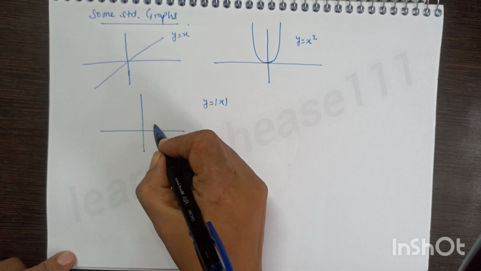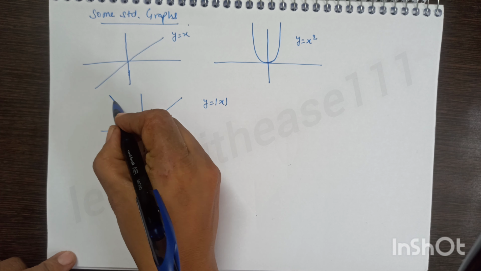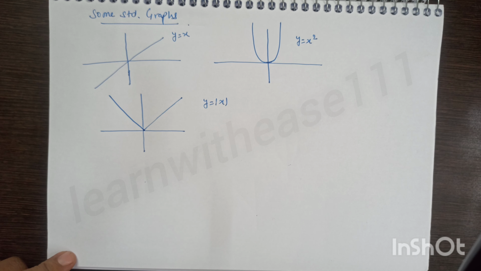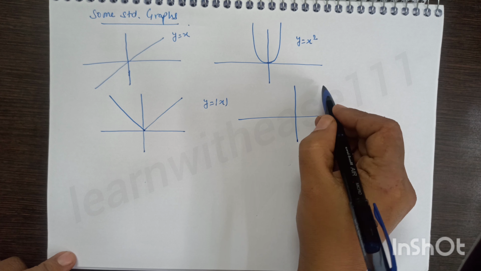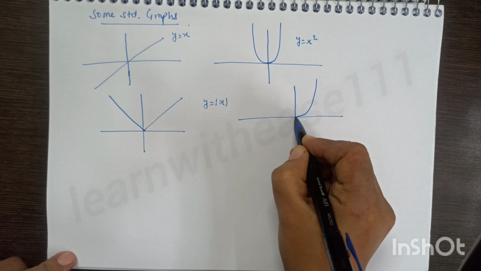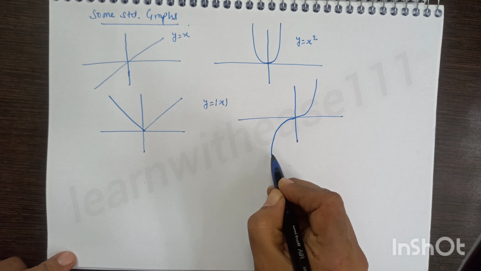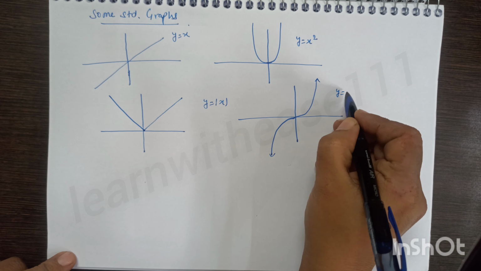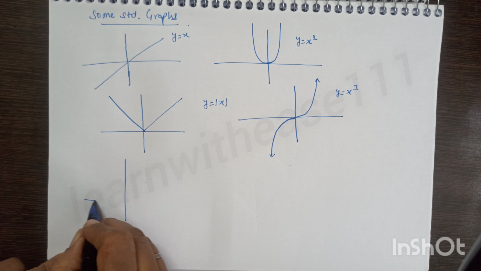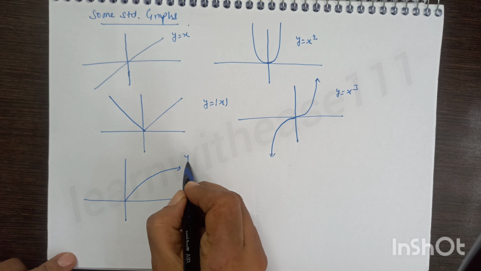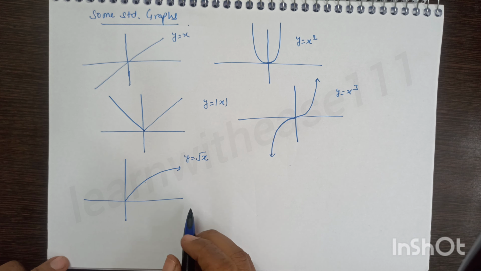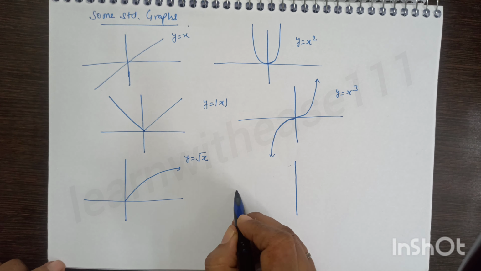Then there is y is equals to modulus of x, the absolute value graph. This is also having symmetry about the y-axis. Then y is equals to x cube. This has symmetry about the origin. And then this is y is equals to root x, the square root function graph.